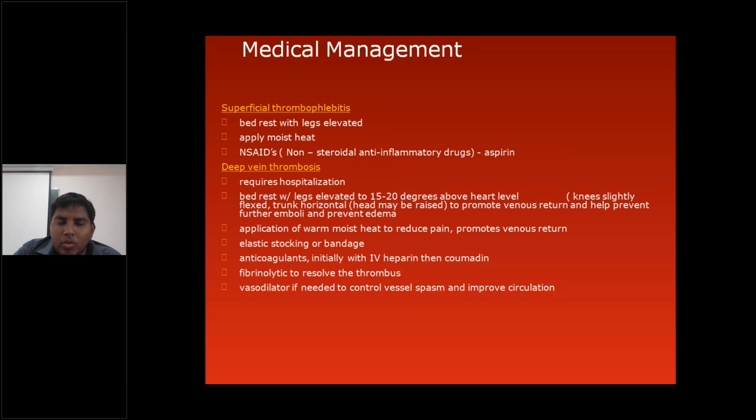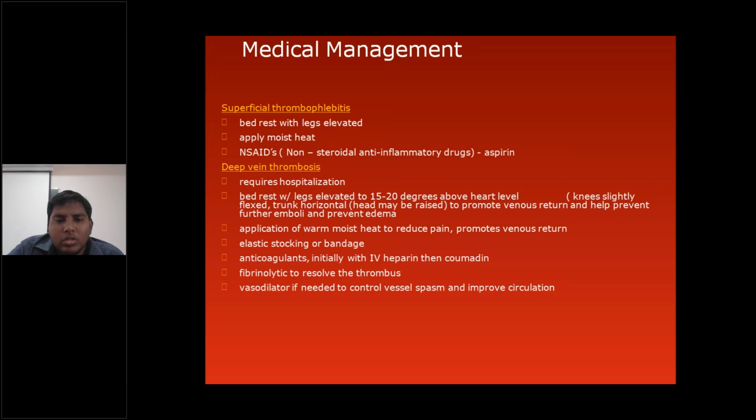medical management. So DVT, which is a serious scenario, requires hospitalization and bed rest with the limb elevated 15 to 20 degrees above the heart level to prevent its progression. The knees should be slightly flexed and the trunk should be horizontal in position. This position helps in promoting venous return, preventing further emboli, and preventing edema.